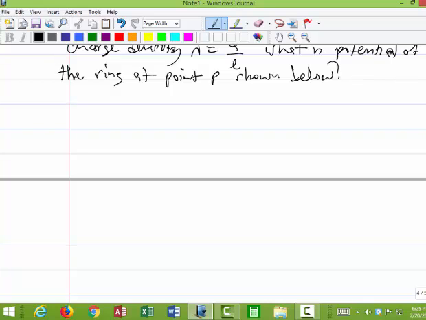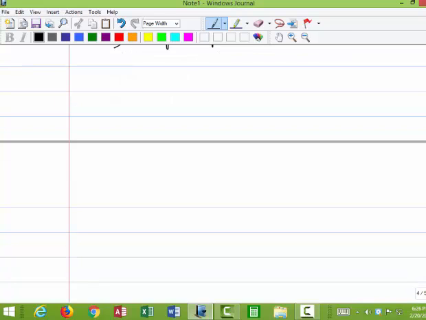Your textbook lays it on the side. I can do it in a different way, so we'll just set it up in a similar way. This is our ring, and we want to find the potential at some point along the y axis. So let's say the potential at some point P.